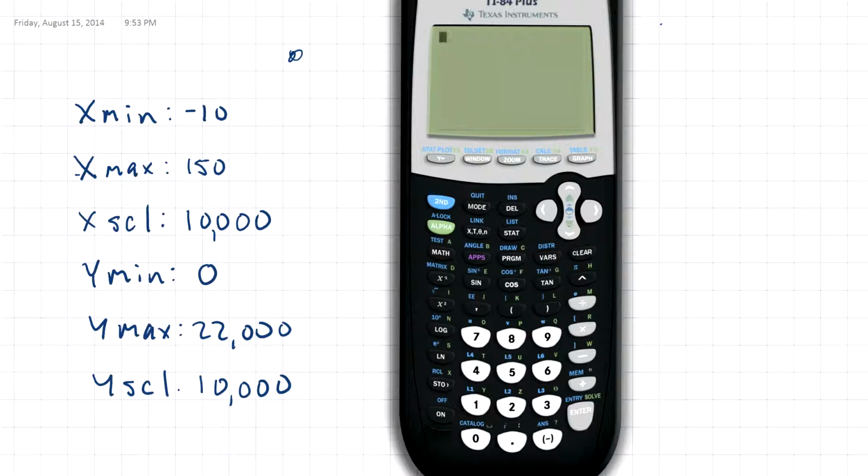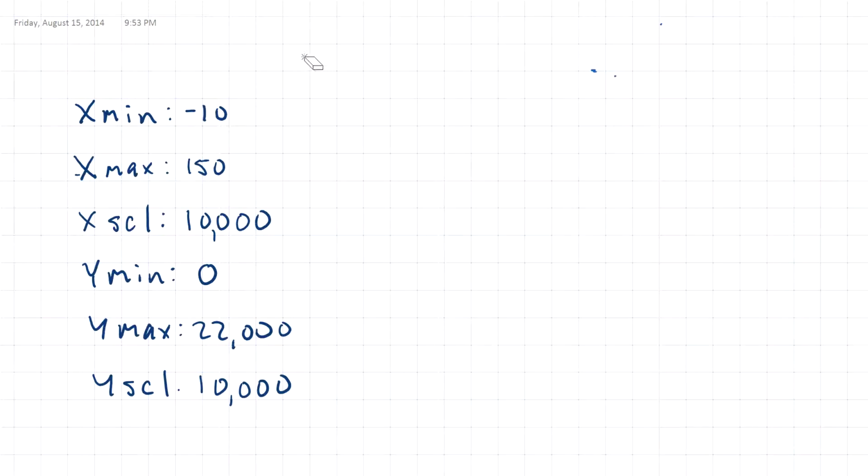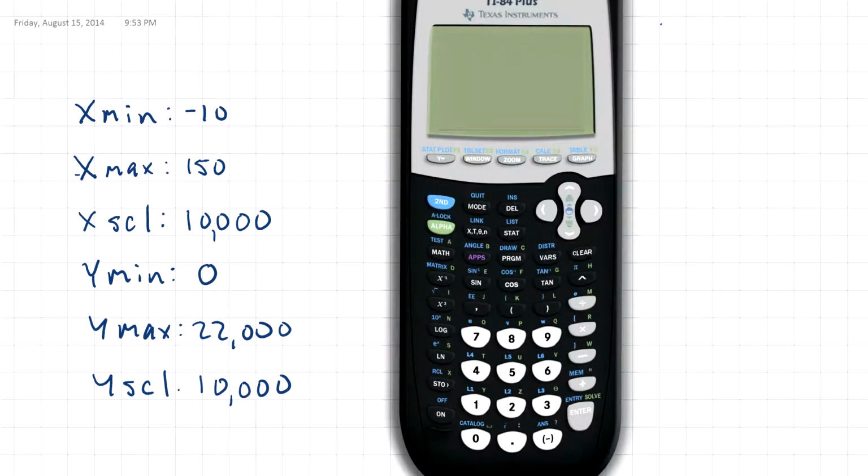So, what I thought I would do is to make it a little more enjoyable for you and not so confusing. I'm going to give you your window settings for the calculator, which will make everything much, much easier. On the screen, what you're looking at is the window settings for your calculator. X min is -10, X max is 150, X scale is 10,000, and Y min is 0, Y max is 22,000, and Y scale is 10,000. So you're going to input those in the window setting.